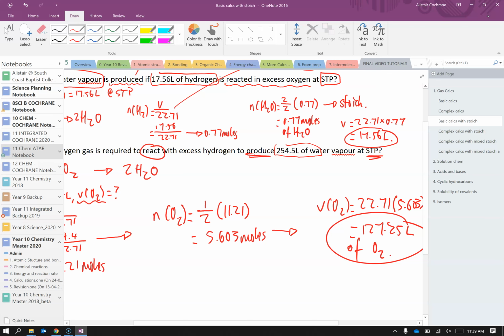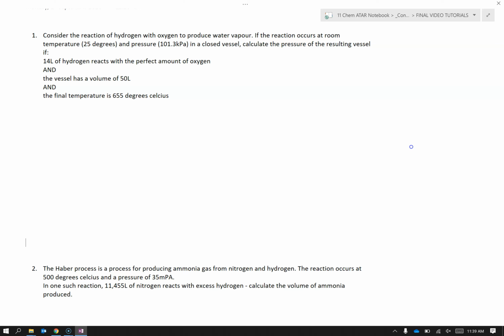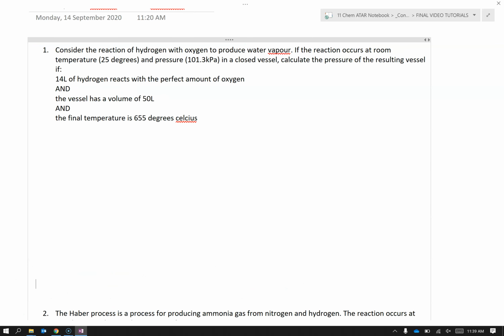Part 2 of then, of course, is going to be complex calcs with stoichiometry. So we've got another 2 worked examples here. Now I've made these complex in a couple of different ways, but if you just give me 2 seconds, I'll explain why.